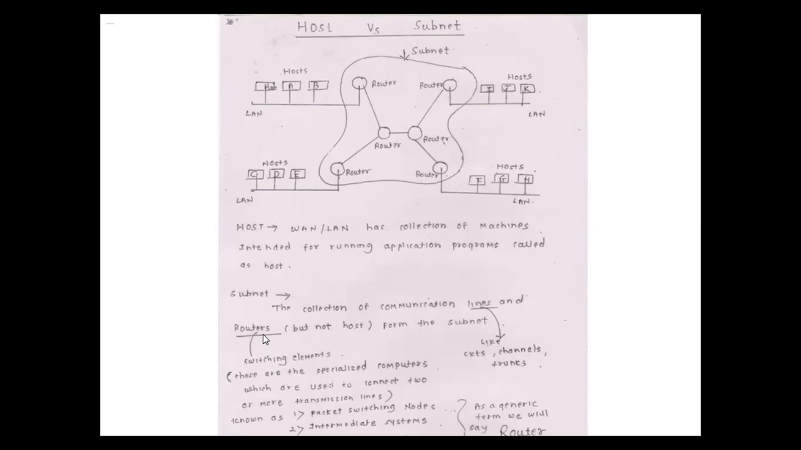Okay, and as far as a router is concerned, how do we define the router? A router is nothing but a switching element. These are specialized computers which are used to connect two or more transmission lines, known as packet switching nodes or intermediate systems, and as a generic term we call it a router. This is the definition of a router.